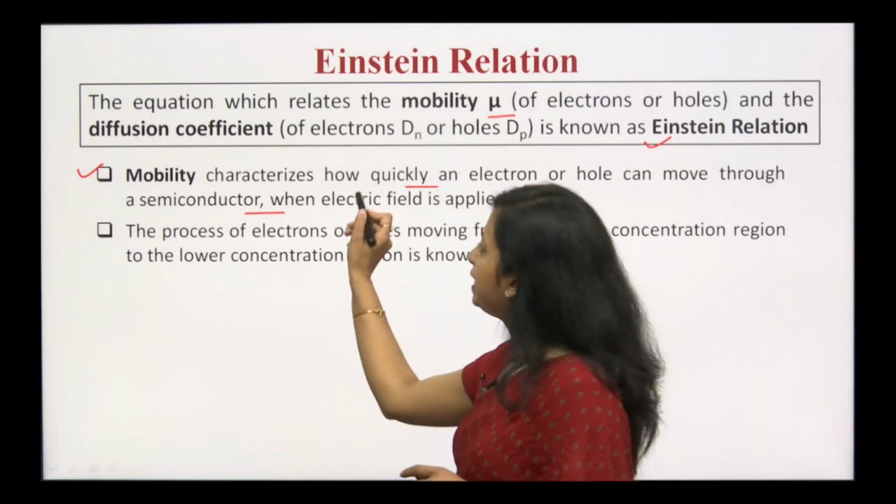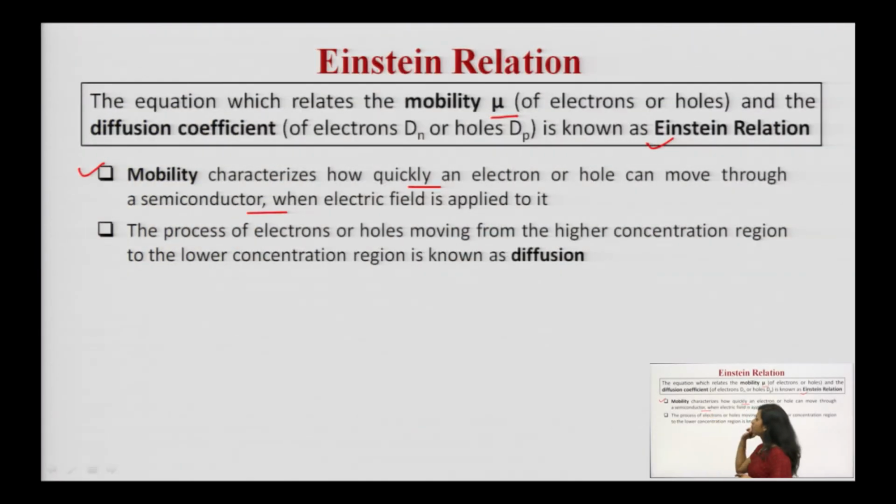It means mobility characterizes that particular movement, and the process of electrons or holes moving from the region of higher concentration to the region of lower concentration is known as diffusion. I am just going to tell you all the pointers via which we are going to derive that Einstein equation. So, I hope now this diffusion process is also clear.